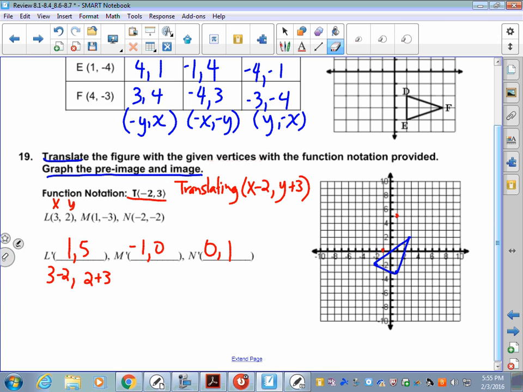Oh, I graphed this point wrong. Sorry about that, guys. Because it's negative 2 minus 2, so that's negative 4, and negative 2 plus 3 is 1, so negative 4, 1. And there we have it. It looked like it went to the left 2 and then up 3. Alright, we're good.